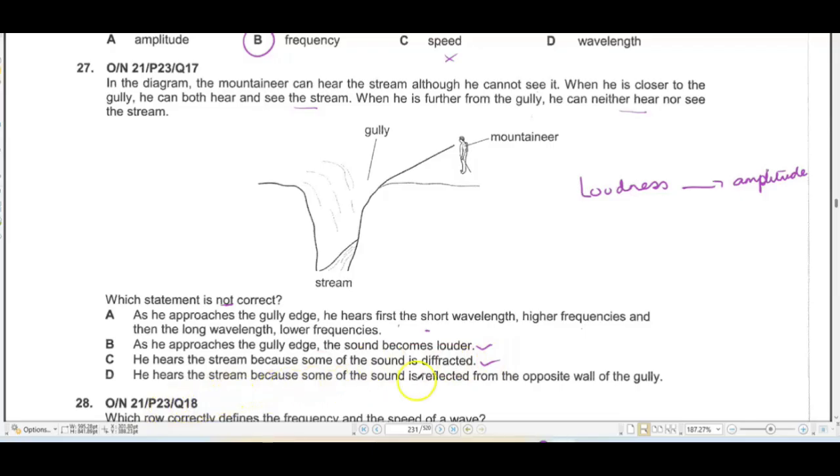He hears the stream because some of the sound is reflected from the opposite wall of the gully. This is exactly correct because in this kind of a situation, when there are rocks and rocky stuff around, there is going to be an echo.